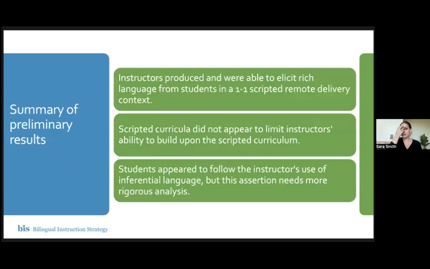So, a quick summary of these preliminary results. We feel that we do indeed have some evidence that rich language production environments are growing from this scripted remote delivery instruction. We don't feel that we see evidence that the scripted curricula is limiting the instructors. The opposite, we feel the instructors are going beyond the script, which is what we hoped they would do. And this is just our preliminary, but it looks like the students are following the instructor's use of inferential language. And so we want to continue exploring that as well.